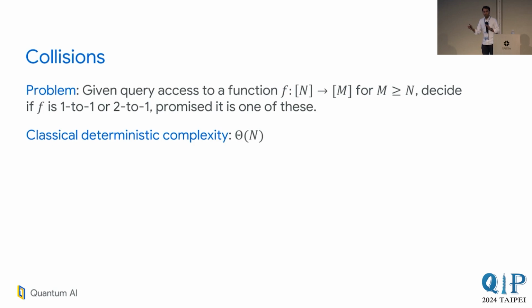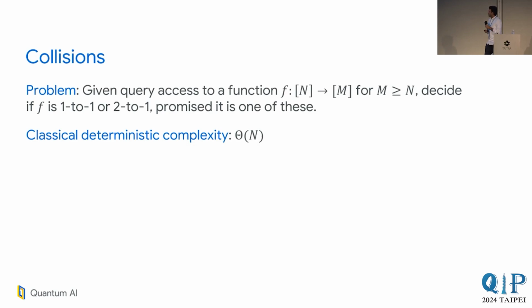Now you still don't know if it's a 1-to-1 or 2-to-1 function, right? Because if the function continued this way, that would be a 1-to-1 function. Or it could now start mapping back, like f of n over 2 plus 1 could be 1 again, and f of n over 2 plus 2 could be 2, and then it would be a 2-to-1 function. So until you've evaluated the function at n over 2 positions, you don't know the answer. So this is the classical deterministic optimal strategy.